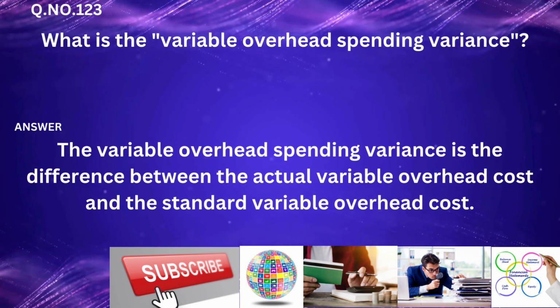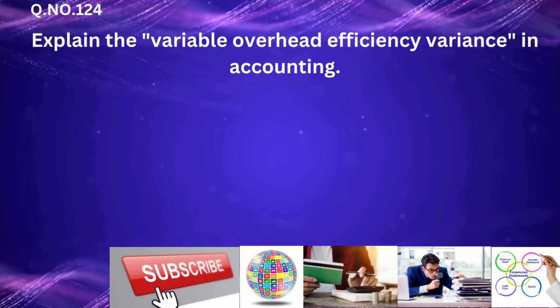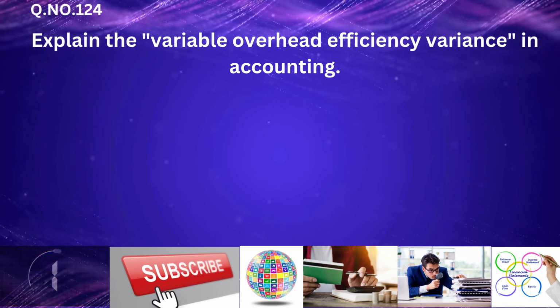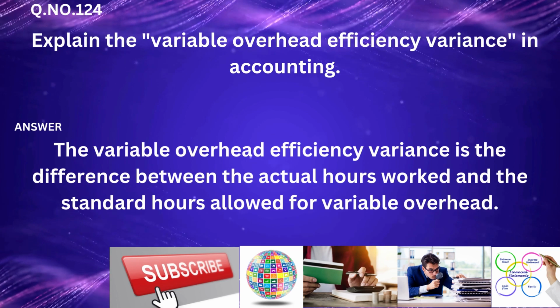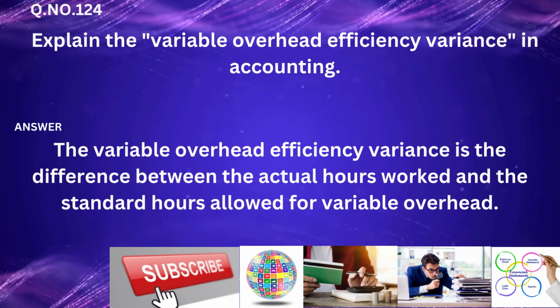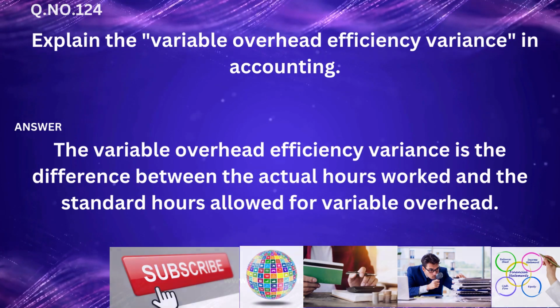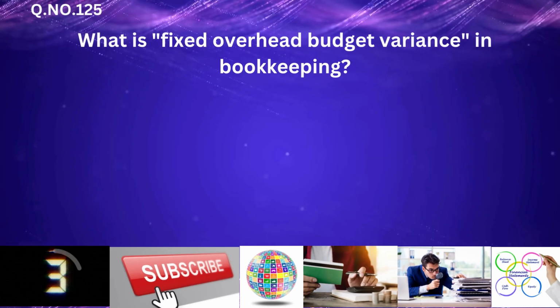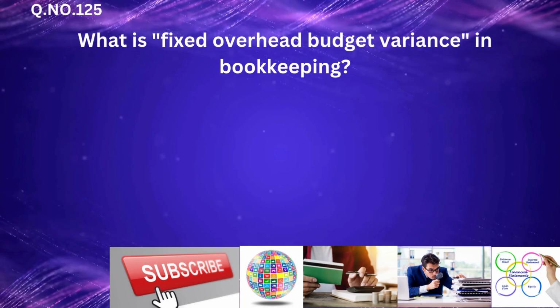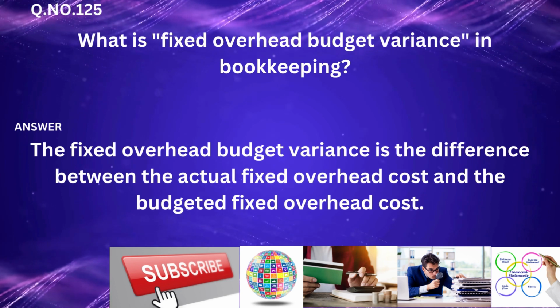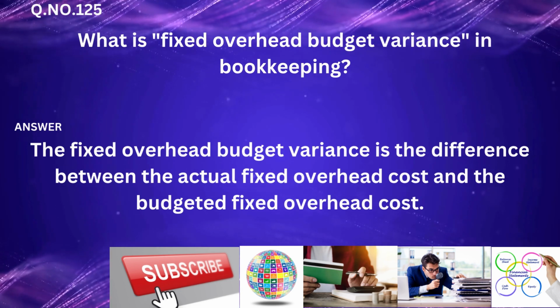Question 131. Define activity cost driver in bookkeeping. Answer: an activity cost driver is a factor that influences the cost of an activity or process. Question 132. What is variance analysis in accounting? Answer: variance analysis is the process of investigating the differences between actual and budgeted or standard costs.